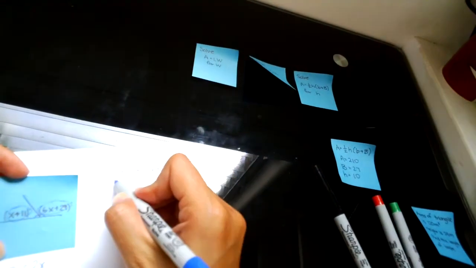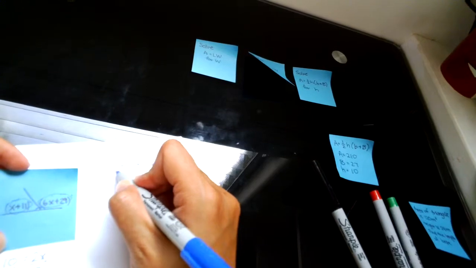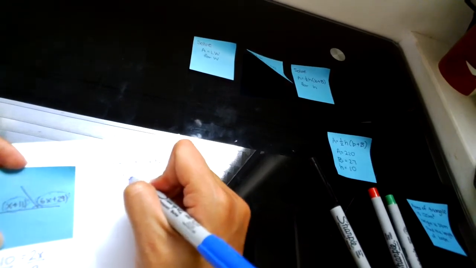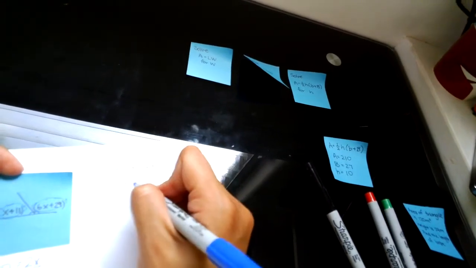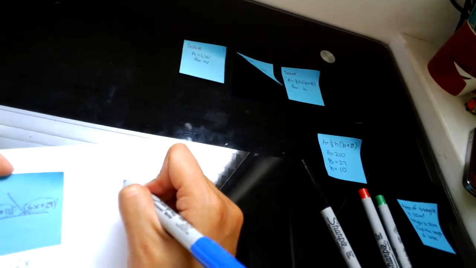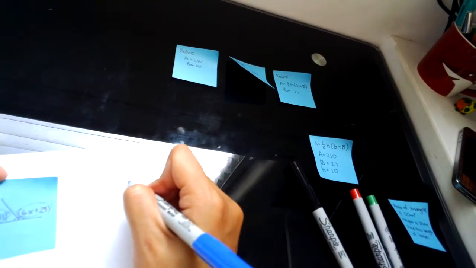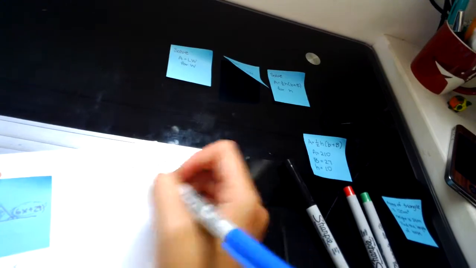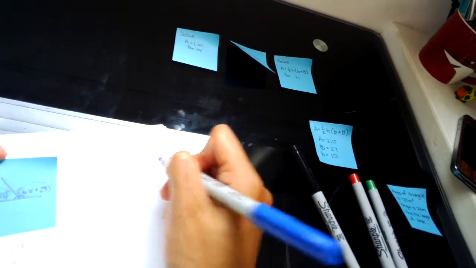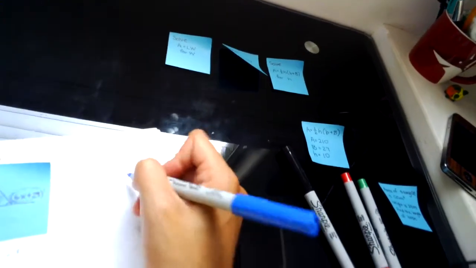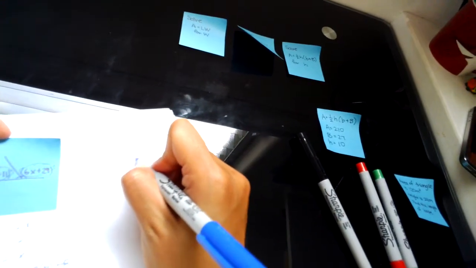The commutative property states that we can switch orders. So x plus 6x is 7x, and then 11 plus 29 equals 40, and that equals 180 degrees. Now it should be pretty easy for you to solve once it's set up.